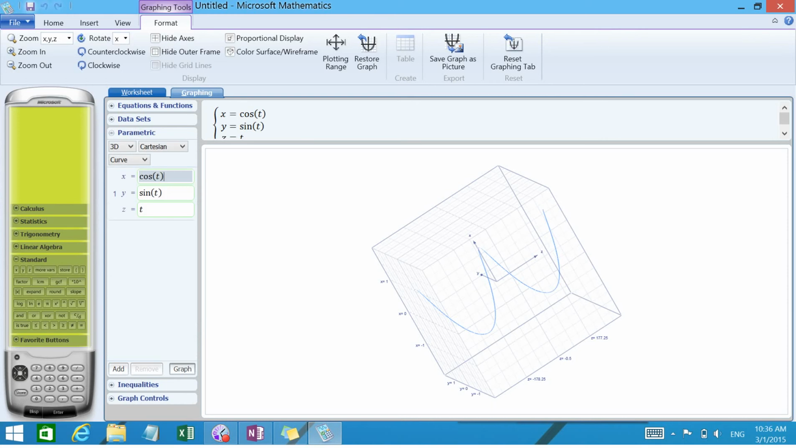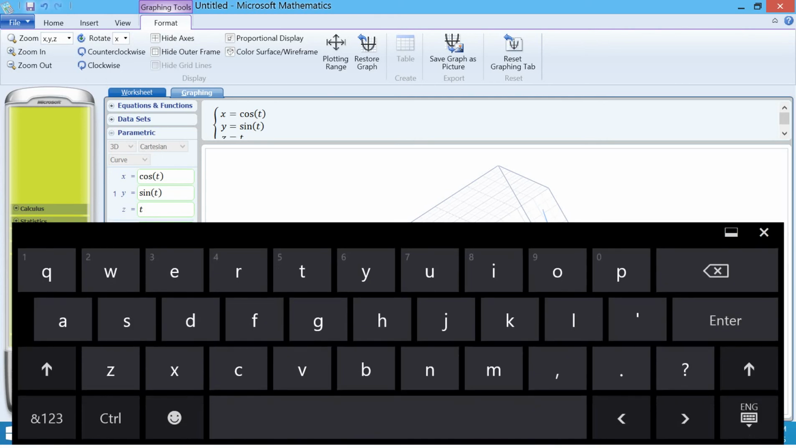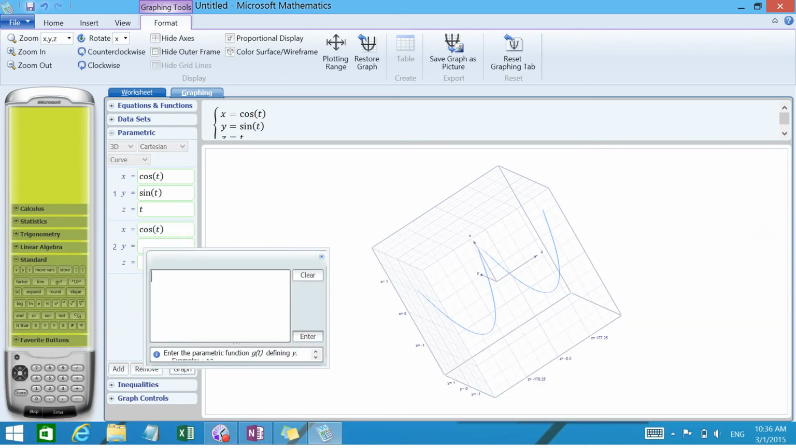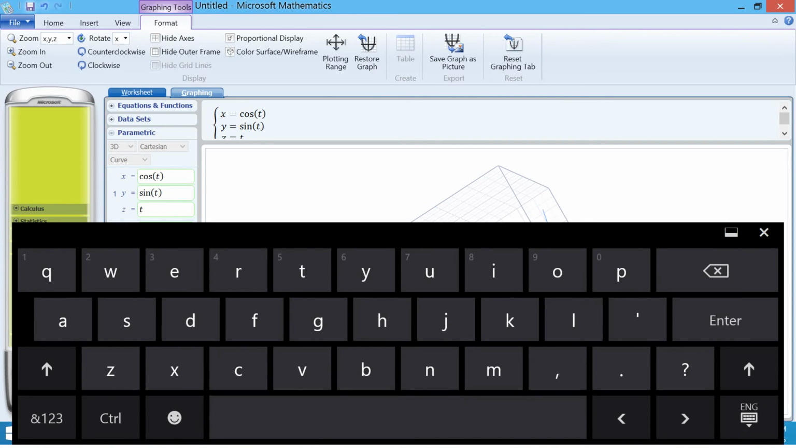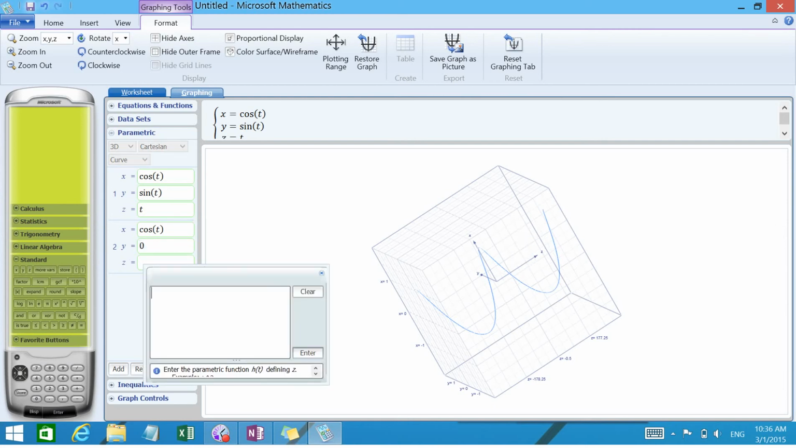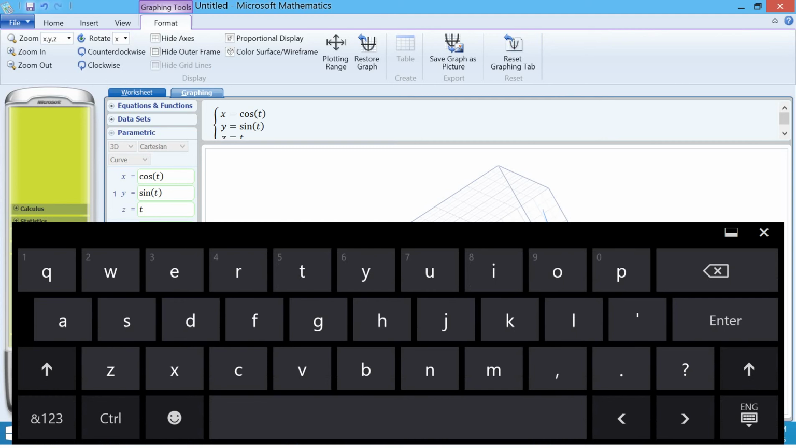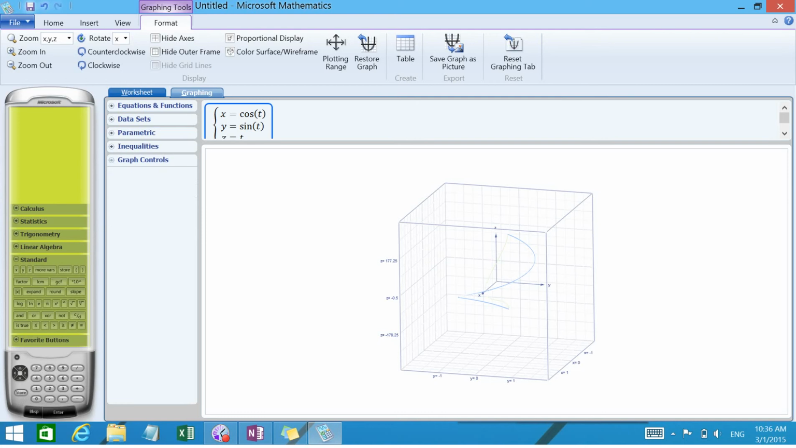We can have it graph these things simultaneously. So I'm going to add the situation where x is equal to cos t, as it should be, and y is equal to, let's just say 0. So we're looking at the projection. When y is 0, that's going to draw this just in the xz plane, which is y 0. And if I recall, z was just equal to t. So now it's going to graph. Let's graph this and see what it looks like.